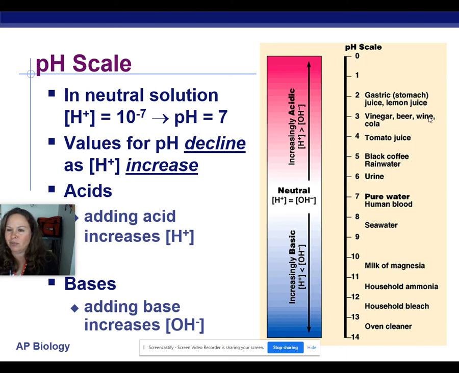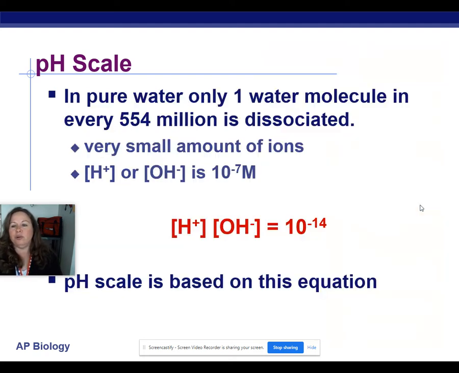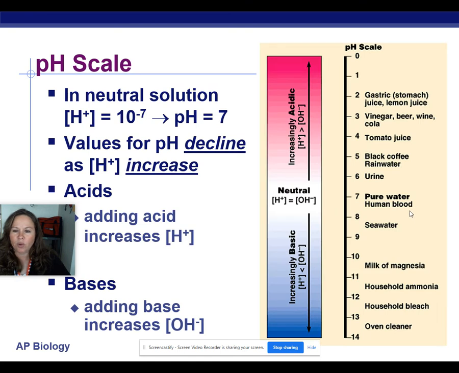Even vinegar, beer, wine, and cola, tomato juice. And then it's not so bad up here, but coffee is still a little bit acidic. Acid rain is about a 5 or a 6. Urine is about a 6. Pure water, like distilled water that's been purified, or human blood, most human tissues are at about a 7.